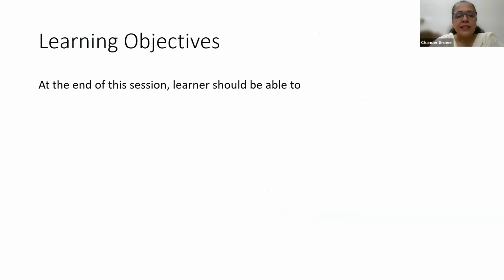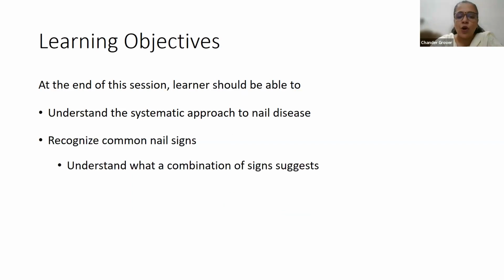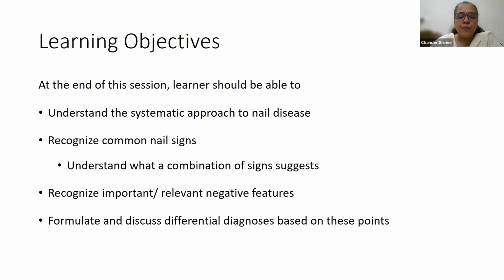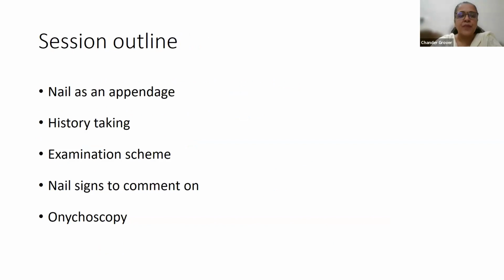Through this talk, basically, we are going to understand the systematic approach towards nail disease, recognizing common nail signs, and understanding what a combination of signs is suggesting towards the diagnosis. At the same time, we will recognize important relevant negative features which move you away from a diagnosis, and formulate a basic differential diagnosis. There is not much management that we are going to do. We are just going to do the clinical part, the diagnosis and differential diagnosis, so that all of us can pick up clues and diagnose nail disorders efficiently.